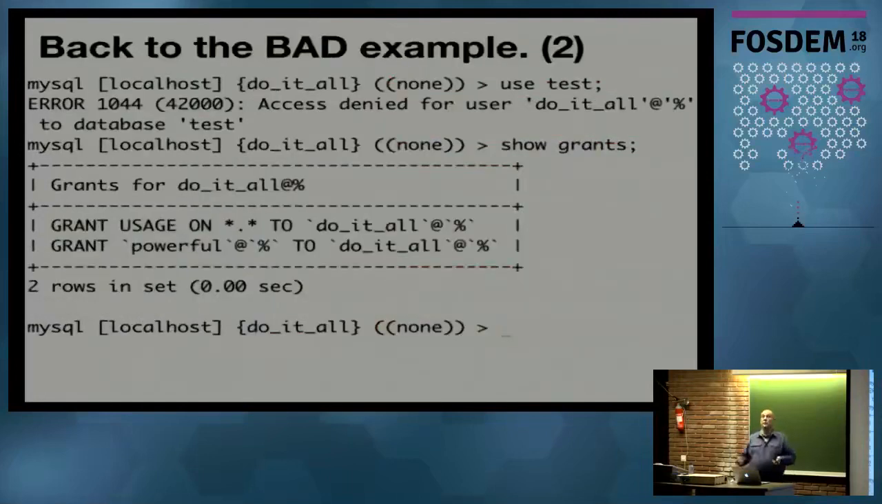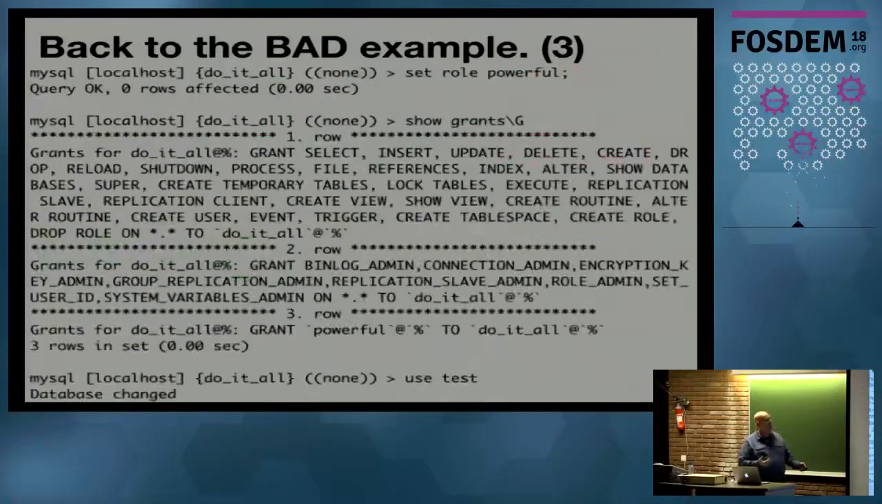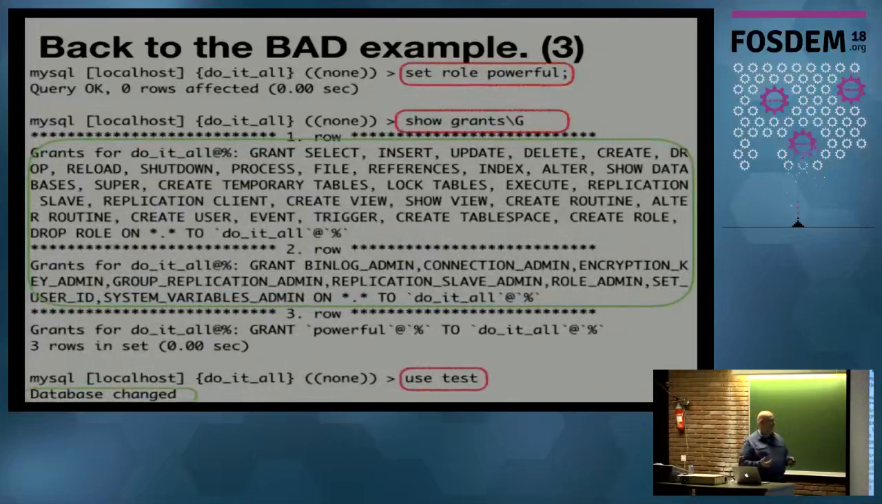So let's go back to the bad example that we had at the beginning, and we were in this condition. We have the powerful role that is assigned but is not active yet. So the thing that we need to do is set role powerful, and then show grants will show all the privileges that come with that role, and finally you can enter the database.